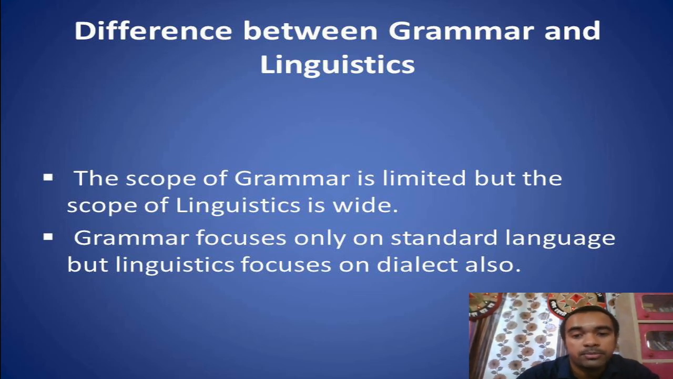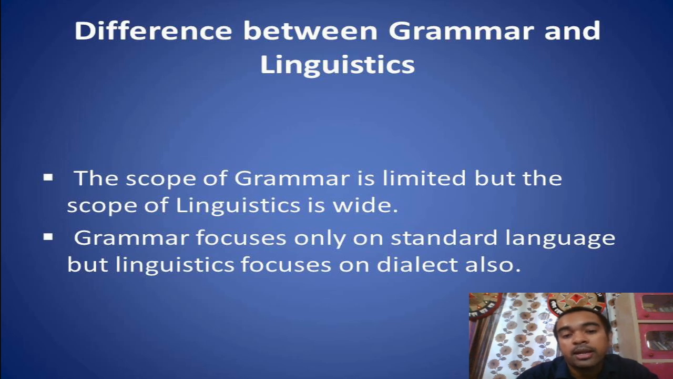Number one, the scope of grammar is limited, but the scope of linguistics is wide. But why? Because in grammar, we can study the practical aspect of language, but in linguistics, we not only discuss the practical aspect, we can discuss the birth of a language, the development of a language, and what changes this language has gone through. We can discuss that also. So its scope is wide.